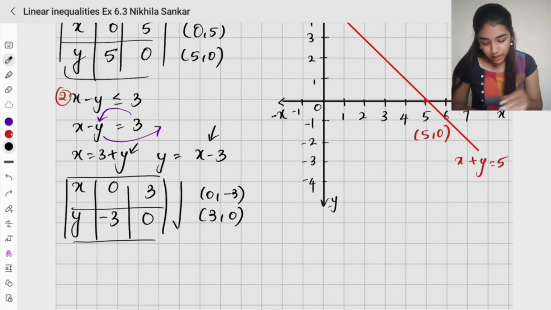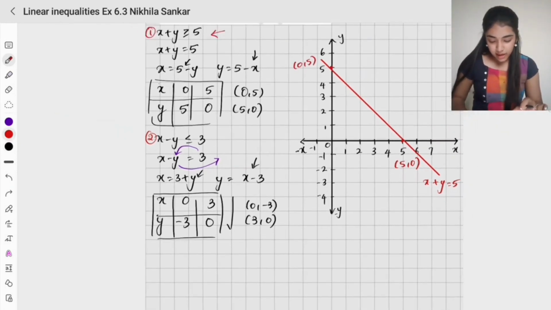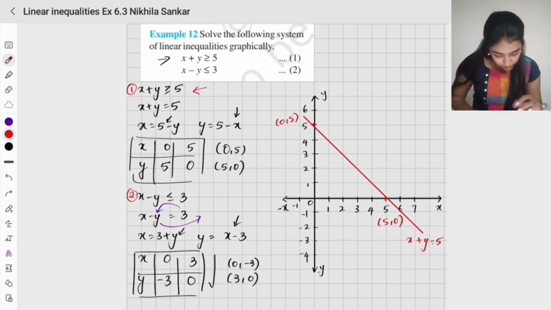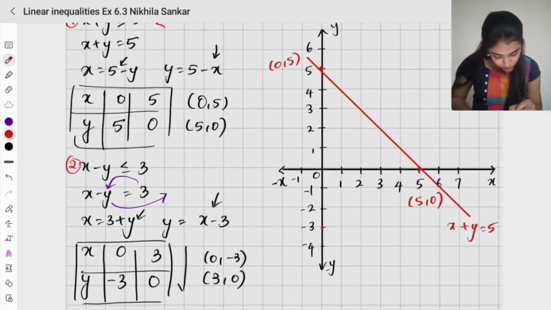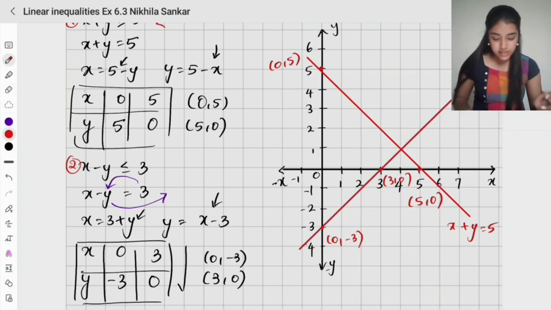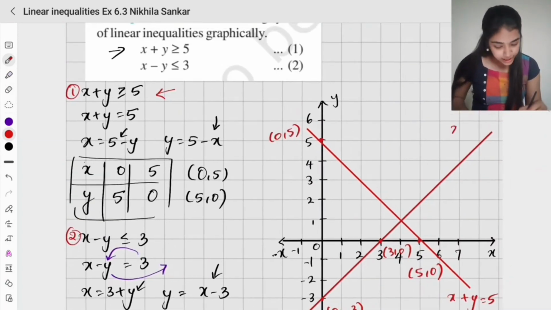Okay? Now, I'm going to mark this in the graph and draw a graph for this. So where is 0, minus 3? 0, minus 3 is over here. 0, minus 3 and 3, 0. Where is 3, 0? This point is 3, 0. So when I join these two, it has to intersect the other equation also. So I have extended and drawn the line that way. So this is the equation x minus y equals 3.